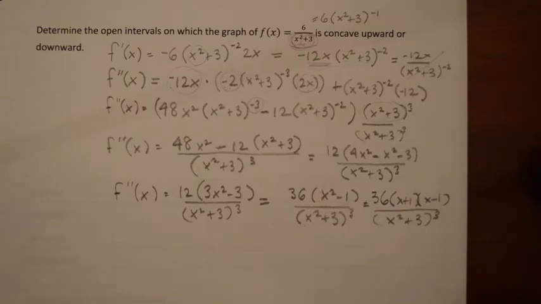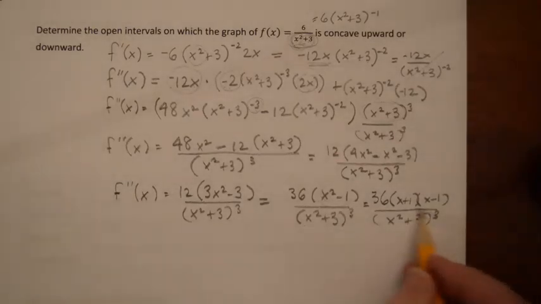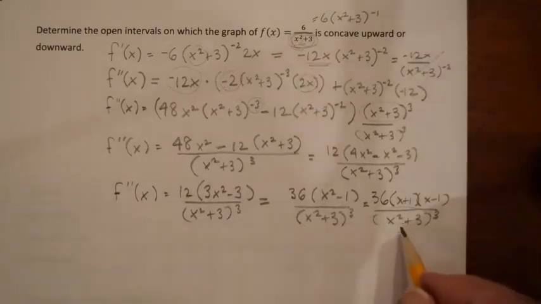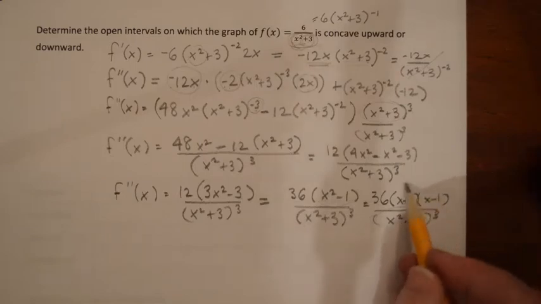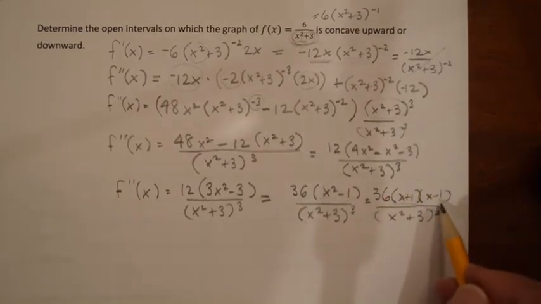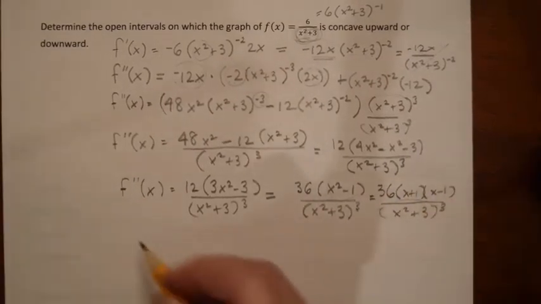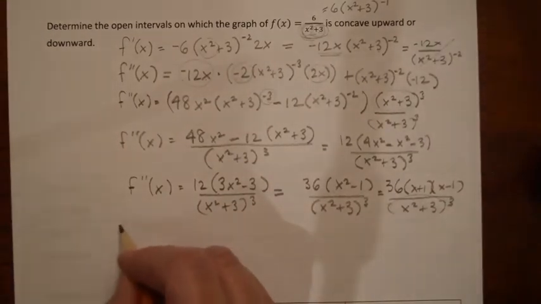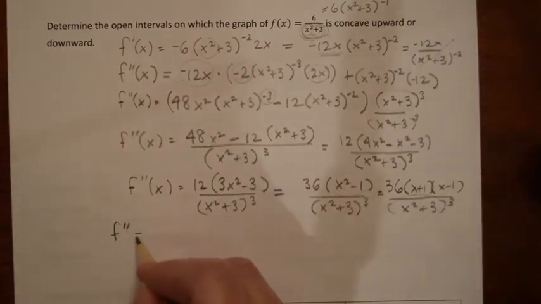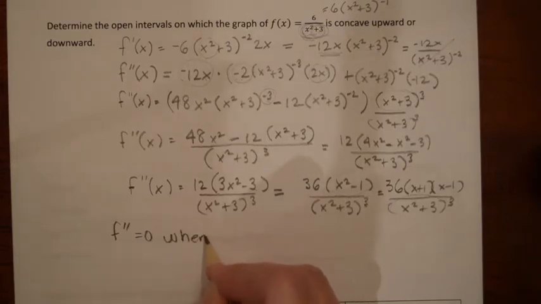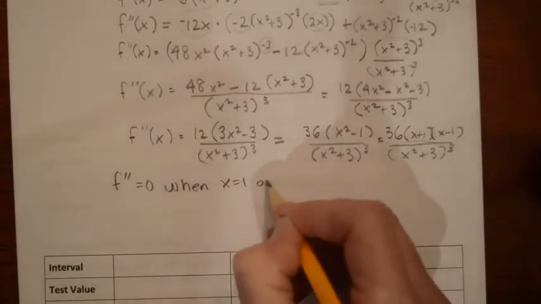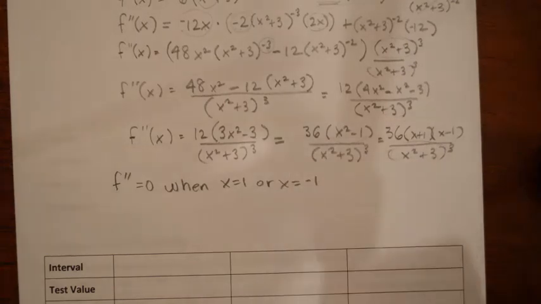Okay, so now we found the second derivative, and we need to find out where it's either 0 or it doesn't exist. All right, so again, we said this is never going to have a problem with not existing because the denominator's never able to be 0. So we just need to find where the second derivative is 0. And that is going to occur when x equals 1 or when it's negative 1. So f double prime will equal 0 when x equals 1 or x equals negative 1.